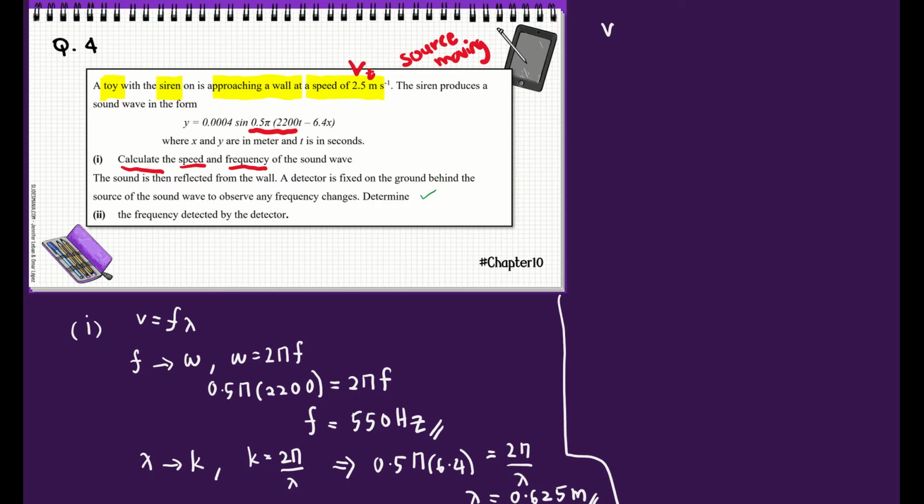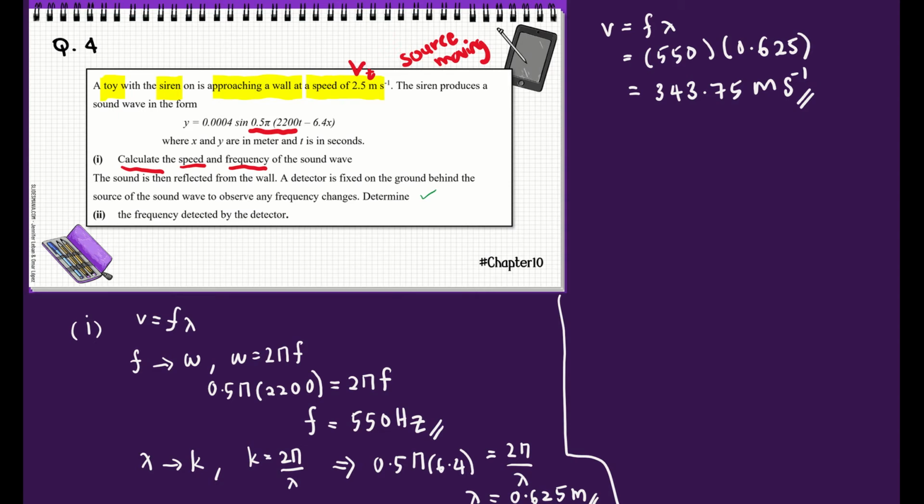Once you have got your lambda and your frequency, we continue here. You will have v equal to fλ. So it is equal to 550 times 0.625, and the velocity of the sound is 343.75 meters per second. So that is the velocity of the sound wave.